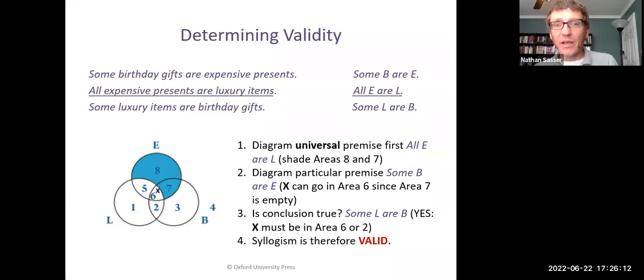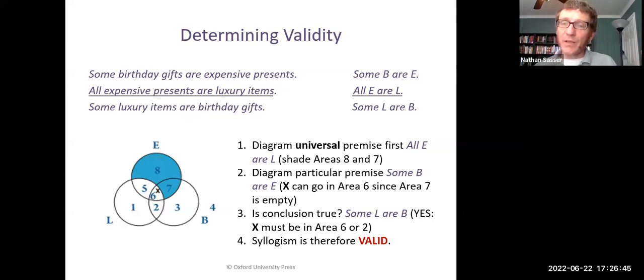Here's why. At first, we left it open. We said, hey, look, the birthday presents, the stuff from the major particular premise, could be in either one of these areas. But then once that other premise tells us, no, there's nothing in 7, shaded out, the shade bumps the X over into the open area 6. We know that those birthday presents have to be in the 6 area. They can't be in the 7 area. So that's how we end up with this diagram.